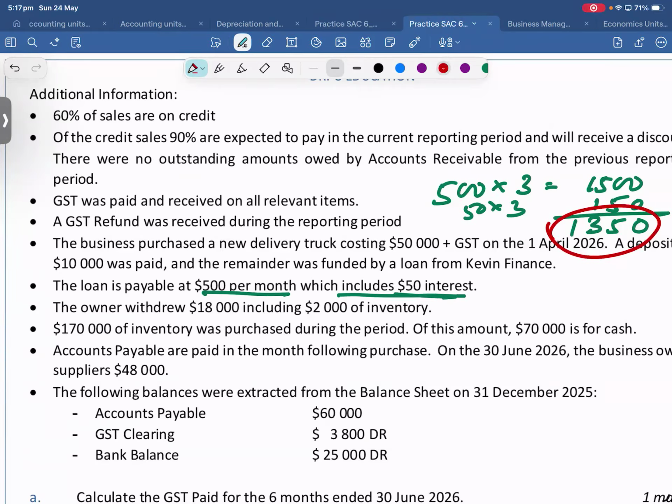Yes, Anna, where do we report 1350? Operating outflow? Sorry? Yes, Christian, where do you report 1350? Financing outflow, how much?